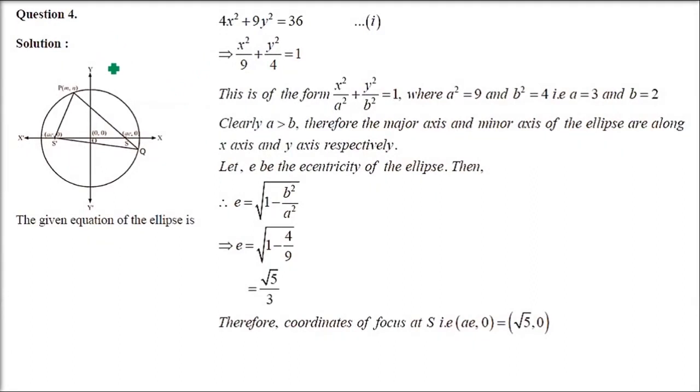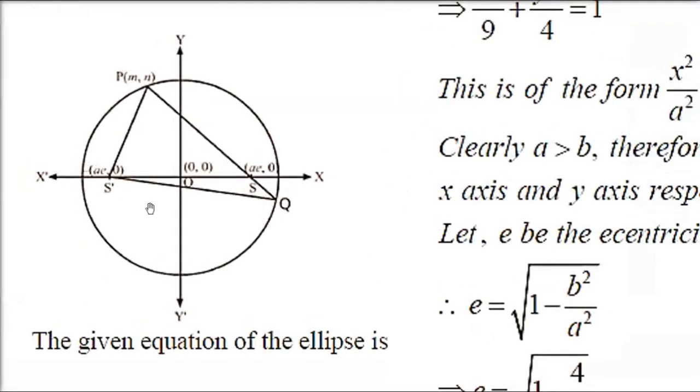Now this is question number 4. PSQ is a focal chord of the ellipse 4x square plus 9y square equals 36 such that SP equals 4. If S dash is the other focus, write the value of S dash Q. Now this question involves a lot of things. So this PSQ is the focal chord, S and S dash.